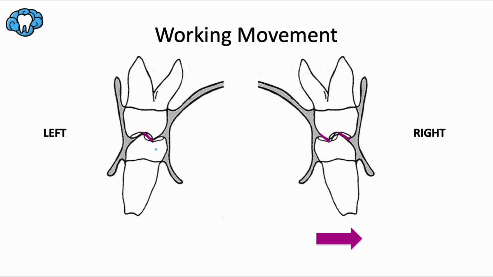By the way, this is a high yield fact. The most common source of a balancing side interference is going to be the palatal cusps of maxillary second molars. They're usually the culprit if you're looking for some kind of balancing side interference.